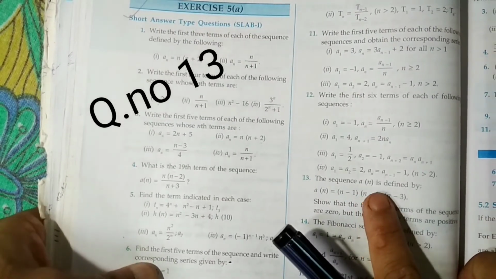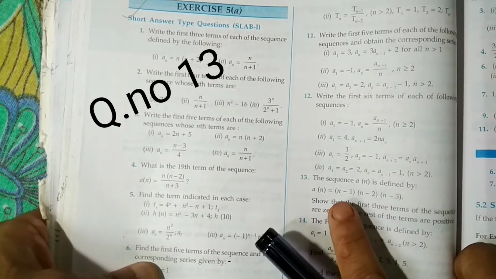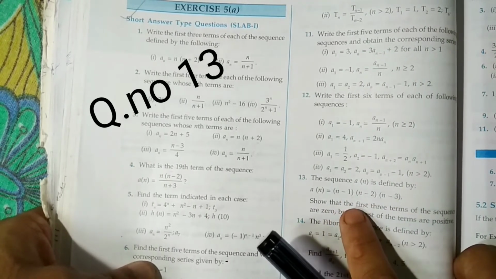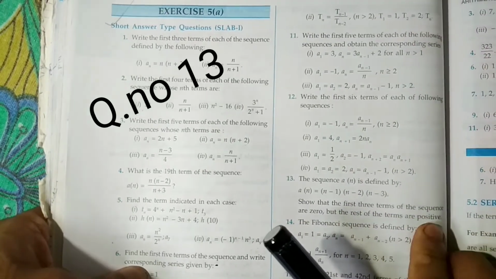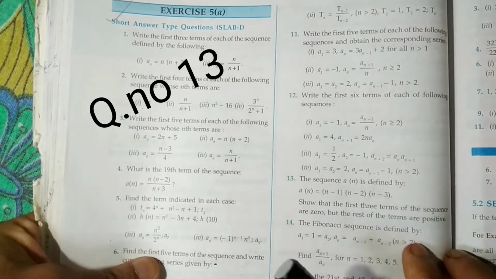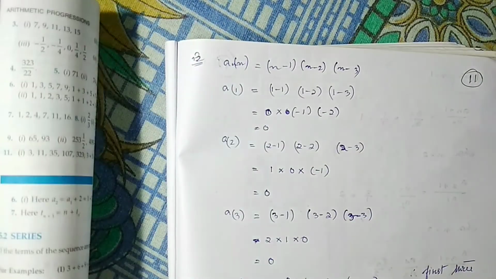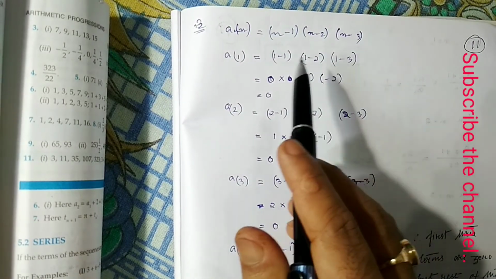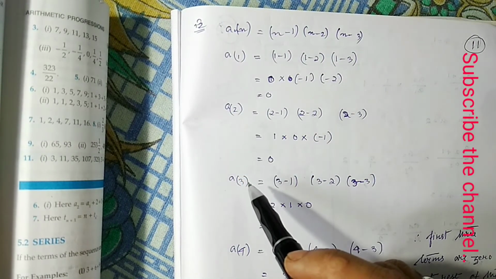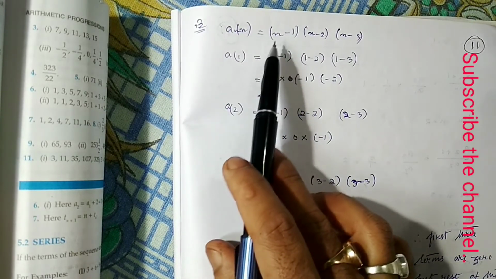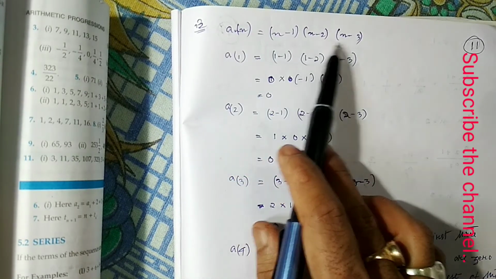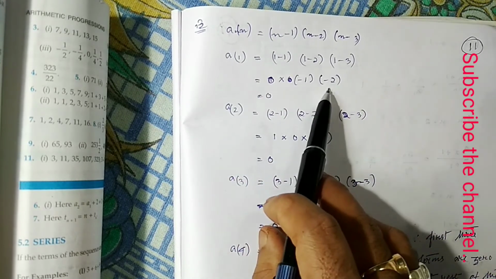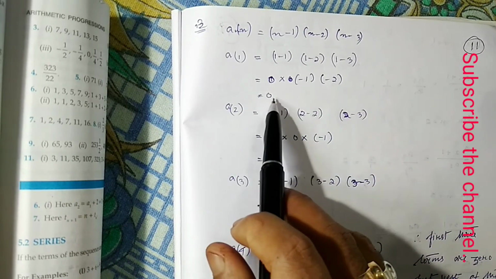The sequence an is defined by an equals n minus 1 into n minus 2 into n minus 3. And we have to show that the first 3 terms of the sequence are 0, but the rest of the terms are positive. Okay, so now in the question it is given an is n minus 1, n minus 2, n minus 3, and the first 3 terms are 0, we have to prove. So if I replace n by 1, I am going to get 1 minus 1, 1 minus 2, 1 minus 3, and we know 1 minus 1 is 0, here it will be minus 1, minus 2, and 0 into something is 0, so the whole thing is 0.